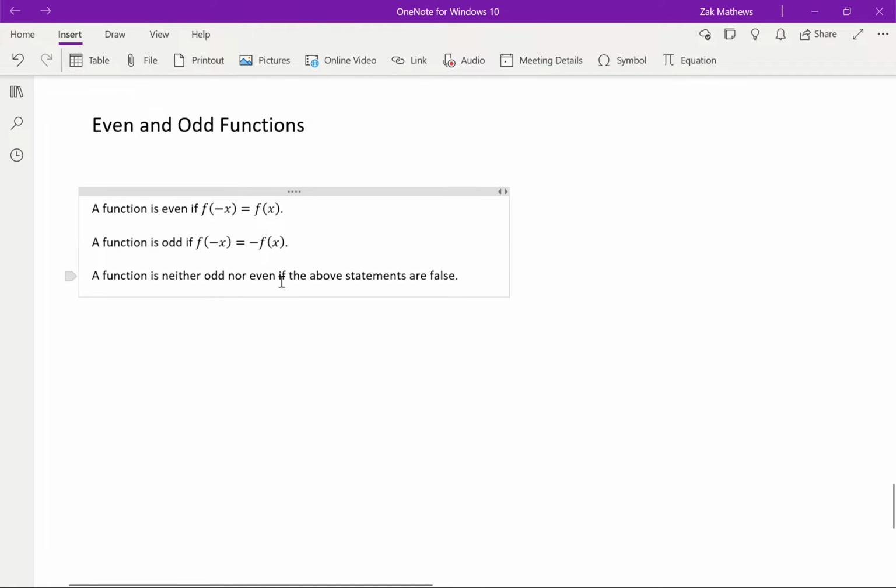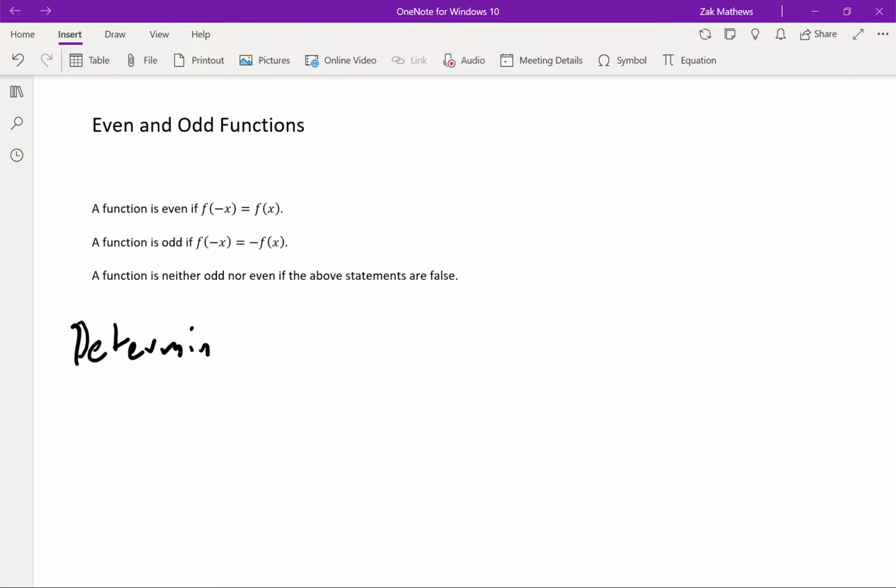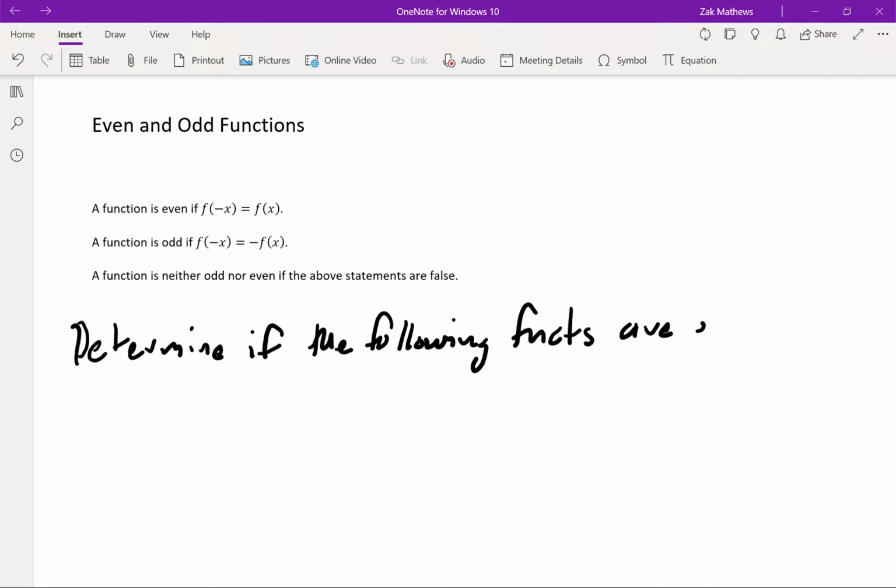So let's just jump right into an example. Let's determine if the following functions are even or odd. And we'll start with f of x equal to 3x squared plus 5.